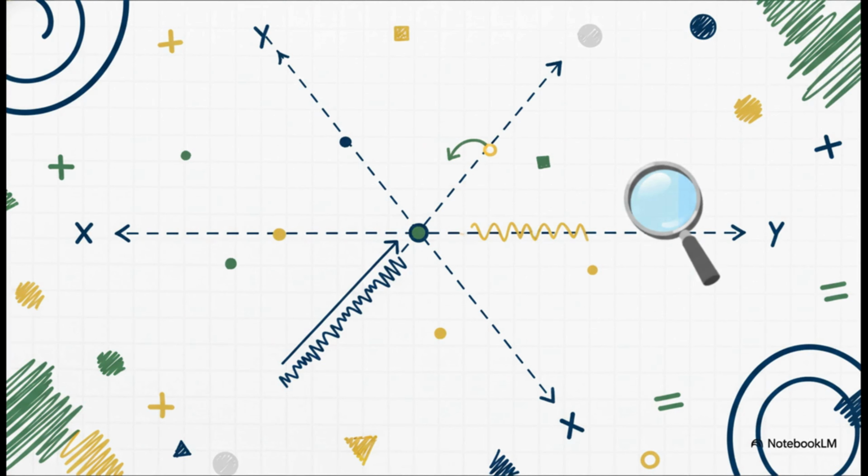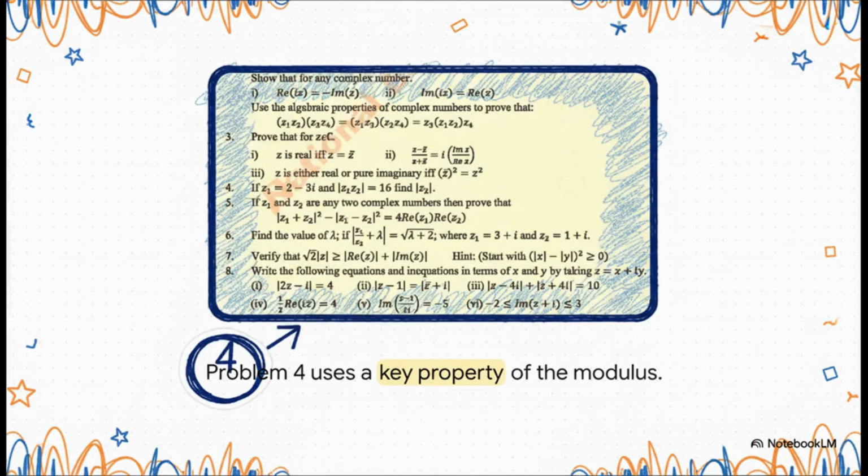And how do we find distance on a graph? Good old Pythagorean theorem. It's just the square root of x squared plus y squared. That's it. It boils this two-part number down to one single value representing its size. So let's put this to work.